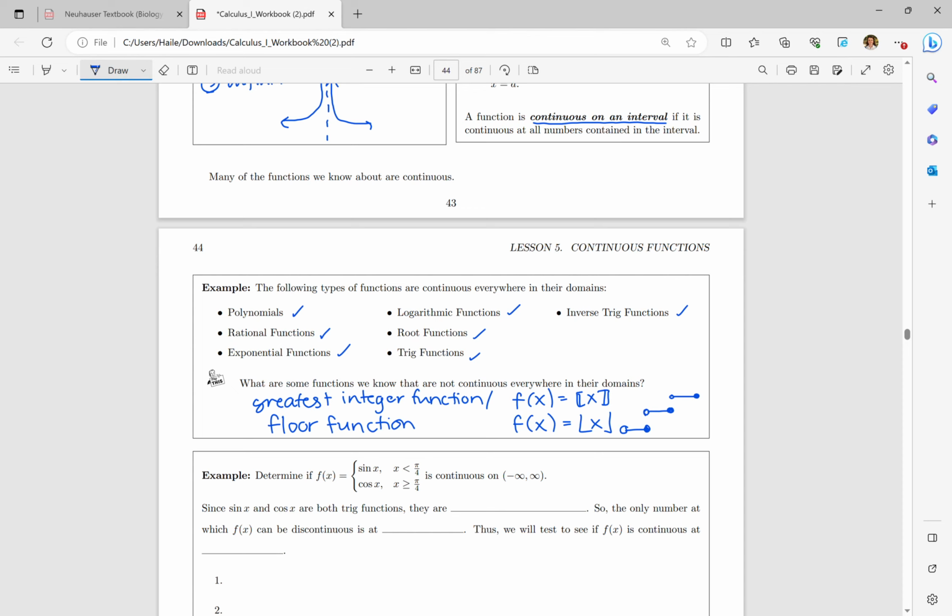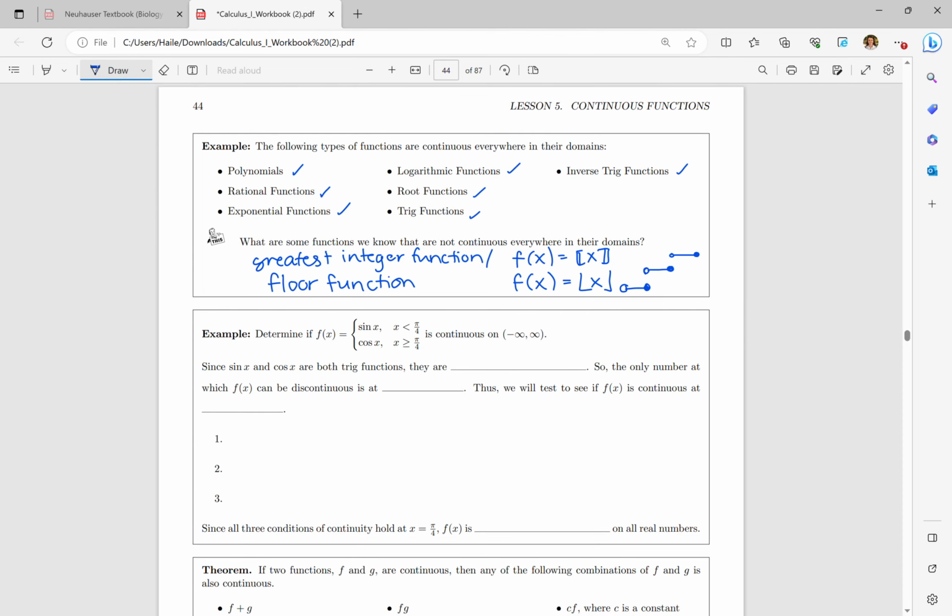Okay, so as an example, let's determine if the piecewise function sine of x if x is less than pi over 4 and cosine of x if x is greater than or equal to pi over 4 is continuous on all real numbers. Since sine and cosine are both trig functions, we know that they're continuous by our previous example.